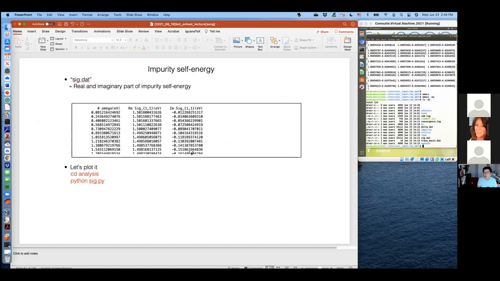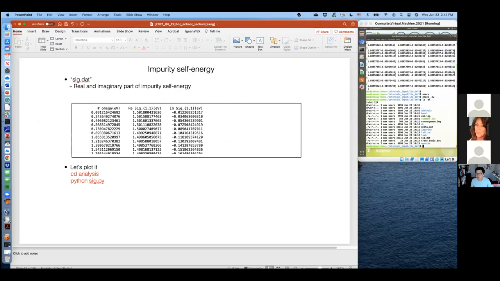Okay, so the output. The first important output is the impurity self energy. The impurity self energy is contained in the sig.dat file. The first column is frequency on the Matsubara axis, the second column is the real part of the self energy, and the third column is the imaginary part of the self energy. Because we have only one atom, we only have three columns here.